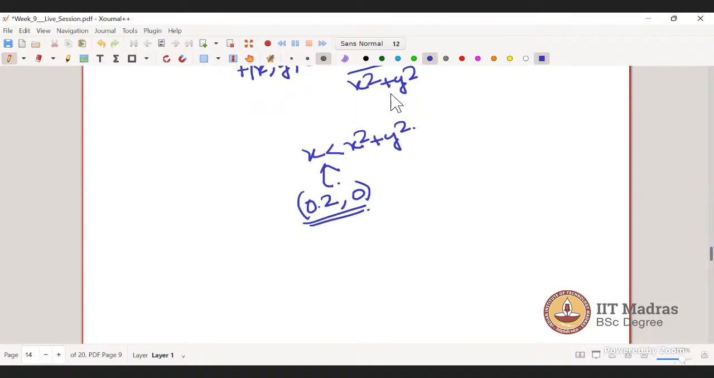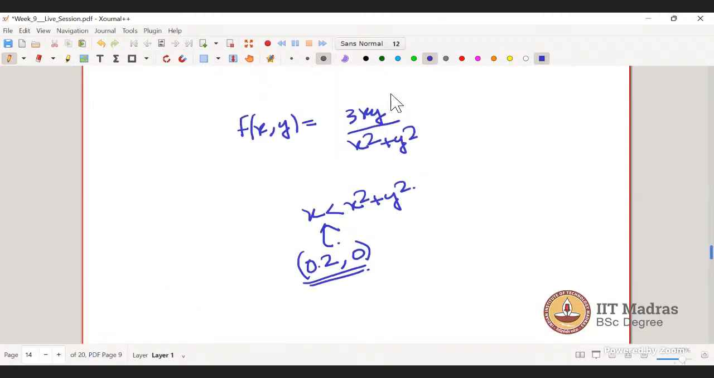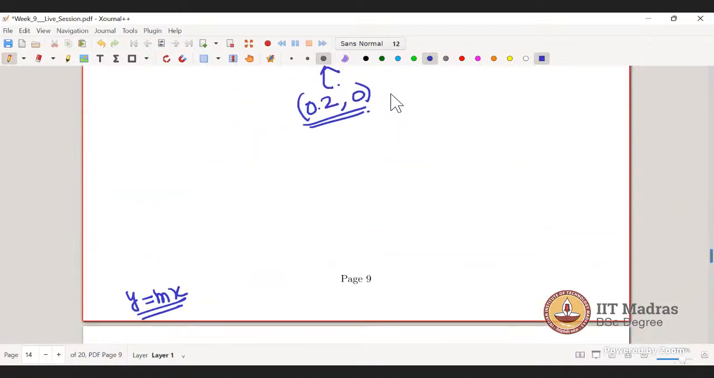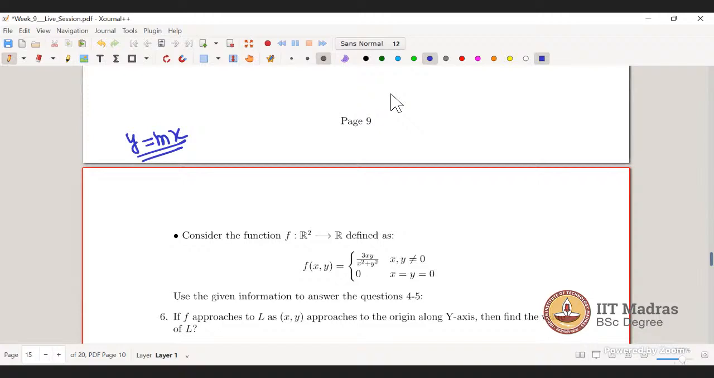So might try using arithmetic mean and geometric mean over here. Yes, please. Arithmetic mean and geometric mean inequality may be used. You cannot use it. Actually, the limit doesn't exist. Okay. So then you cannot use it. If you are using something and using that you are showing that limit exists, then there is some mistake in that process. Okay. So here limit doesn't exist.